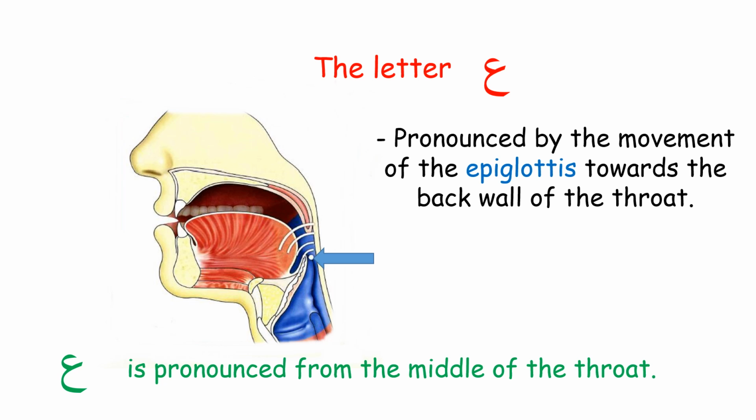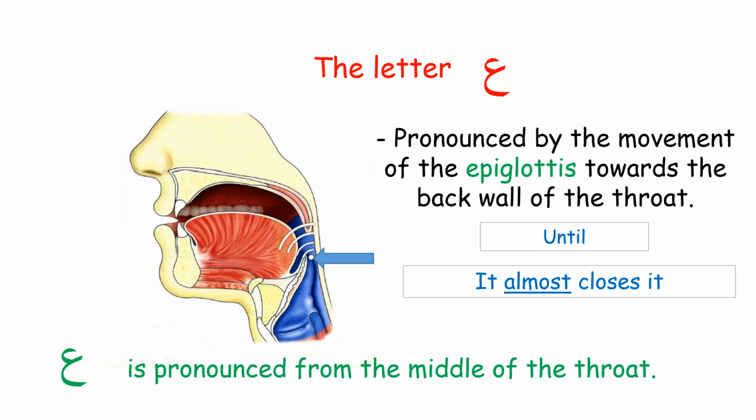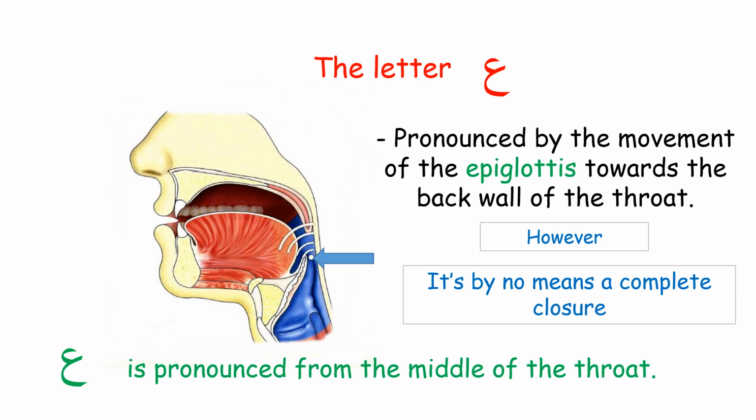Right, this is the articulation point of the letter Ain, also known as al-makhraj, and Ain is also pronounced by the movement of the epiglottis towards the back wall of the throat. However, unlike the letter Ha, the epiglottis will move all the way back towards the back wall of the throat until it almost blocks it. As I said, almost. It is by no means a complete closure. You really have to narrow the surface of the throat, otherwise you won't get the authentic sound of the letter Ain.